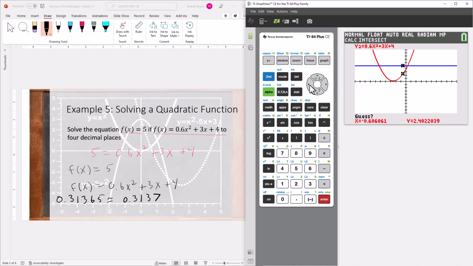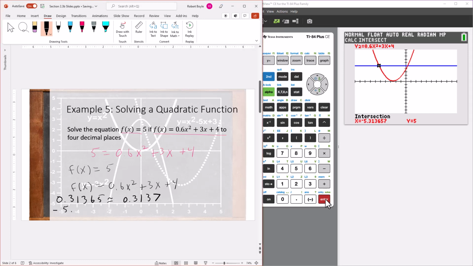So we can basically use this cursor right here to move it around. I think once we get it over the hump, there we go. We can hit enter, and there is our answer. So for this one, we have negative 5.31365, and that will round to negative 5.3137. Okay, so that's how you can use technology to figure out example 5.